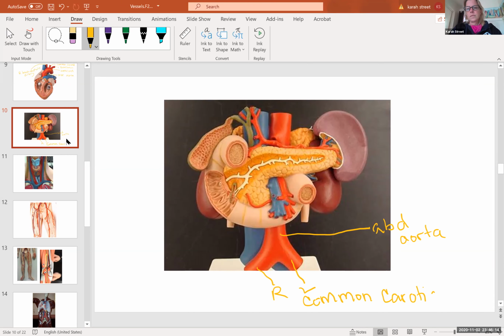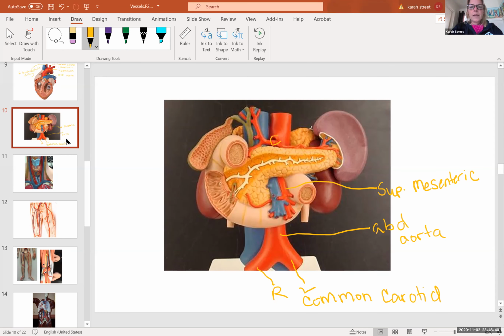Here is our superior mesenteric artery. And mesenteric, mesentery means intestines. So it's basically serving nutrition and oxygen-rich blood to the small intestine.